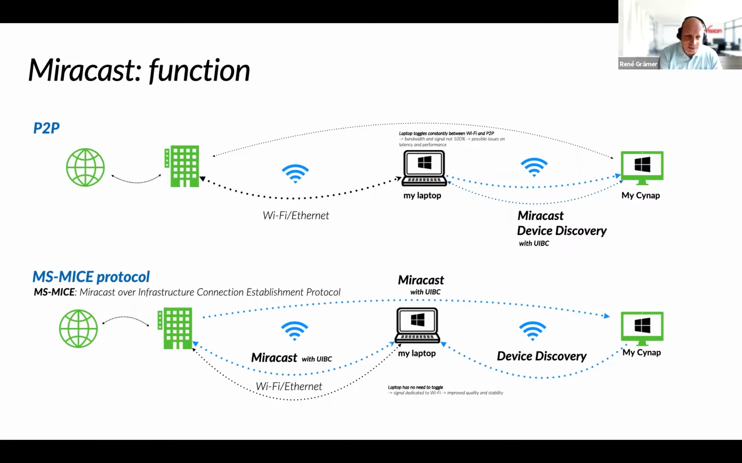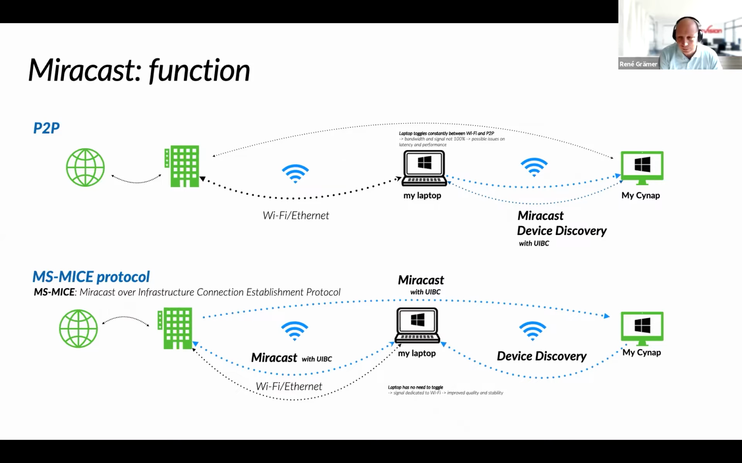Why you're still needing a wireless connection to Cynap directly, that's because of the device discovery. Device discovery is still based on the Wi-Fi Alliance and not the Ethernet Alliance. The Wi-Fi Alliance standard requires the device discovery to be on Wi-Fi. So that's why your PC cannot connect to a Cynap using Miracast.